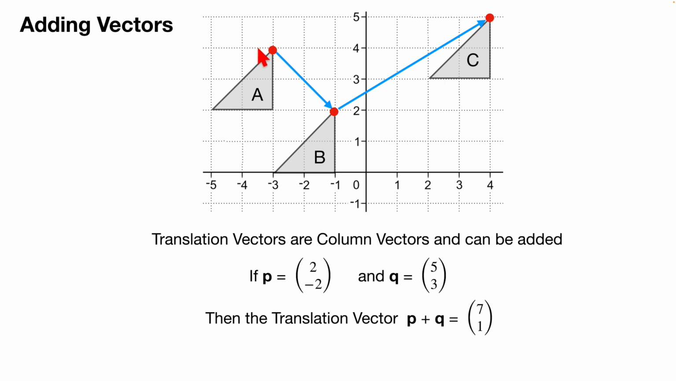Now, this is the result of 2 translations. However, we can have one translation, just this big one, which is 1, 2, 3, 4, 5, 6, 7 along and 1 up. And as you can see, (7, 1) is the addition of these 2 column vectors. So, I hope that's clarified the use of column vectors for multiple translations.